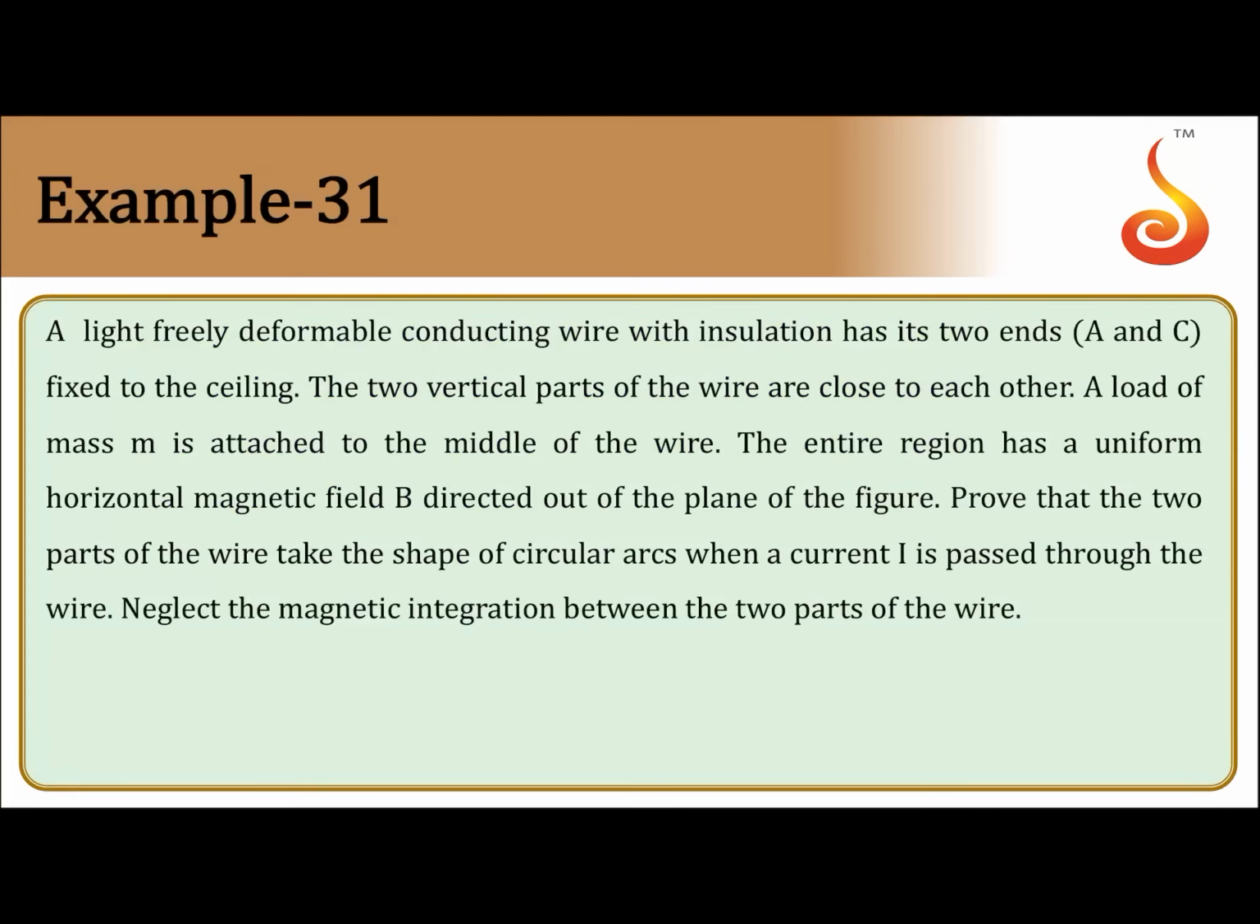Now a light freely deformable conducting wire with insulation has its two ends A and C fixed to the ceiling. The two vertical parts of the wire are close to each other. A load of mass m is attached to the middle of the wire. The entire region has a uniform horizontal field B directed out of the plane of the figure. Prove that the two parts of the wire take the shape of a circular arc when a current I is passed through the wire. Neglect the magnetic interaction between the two parts of the wire.